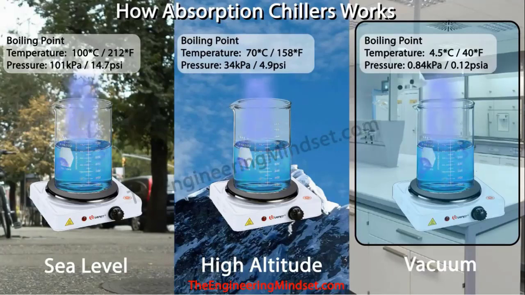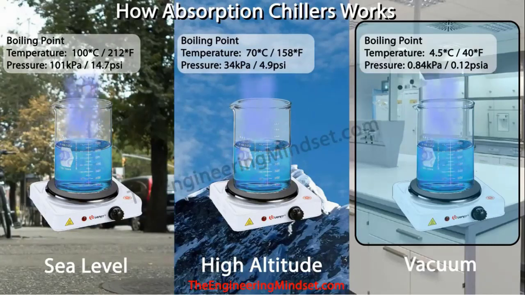For example, we're used to water boiling at around 100 degrees Celsius, 212 degrees Fahrenheit, and that's because we're at atmospheric pressure, which is around 101 kPa or 14.7 psi. That is because of all the weight of the air above us. If we went higher up into the atmosphere, say to the top of Mount Everest, where the atmosphere is much thinner, water would boil at around 70 degrees Celsius, 158 degrees Fahrenheit, because the atmospheric pressure is around 34 kPa, 4.9 psi. That is because there is less air weighing down on the water.